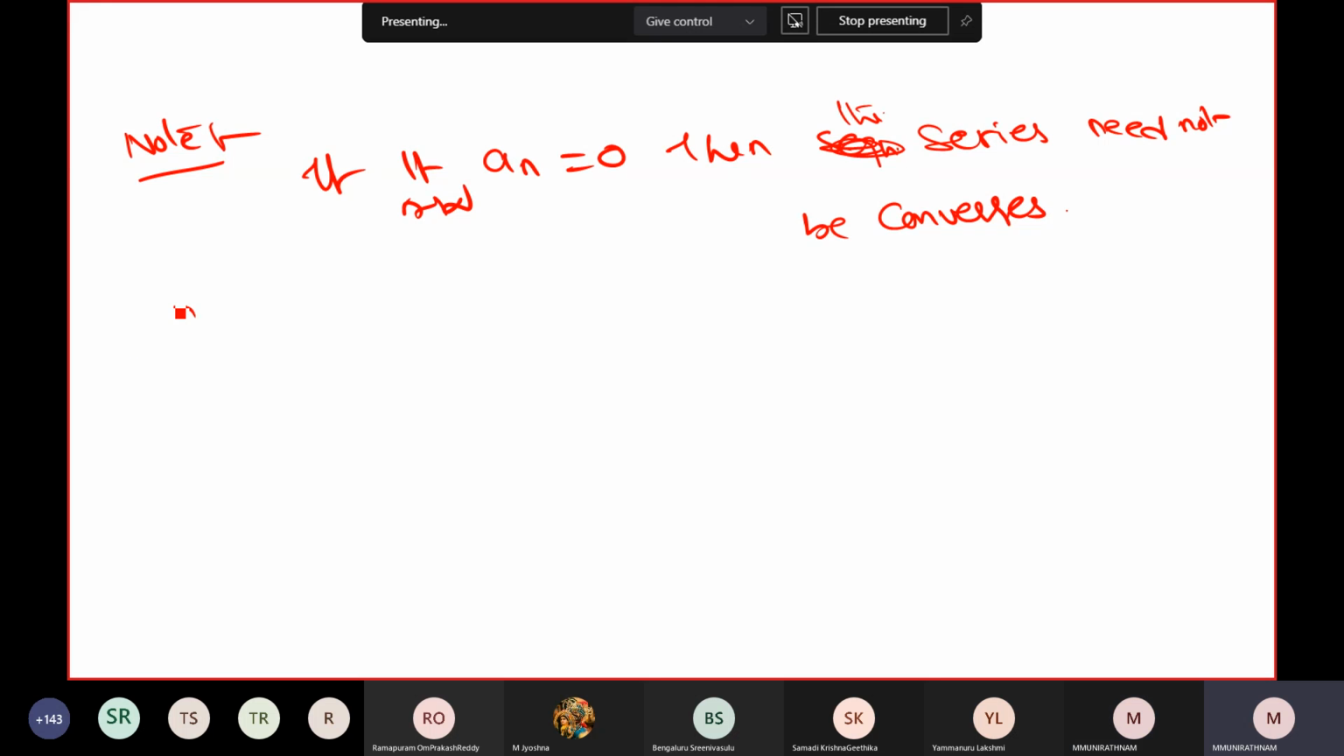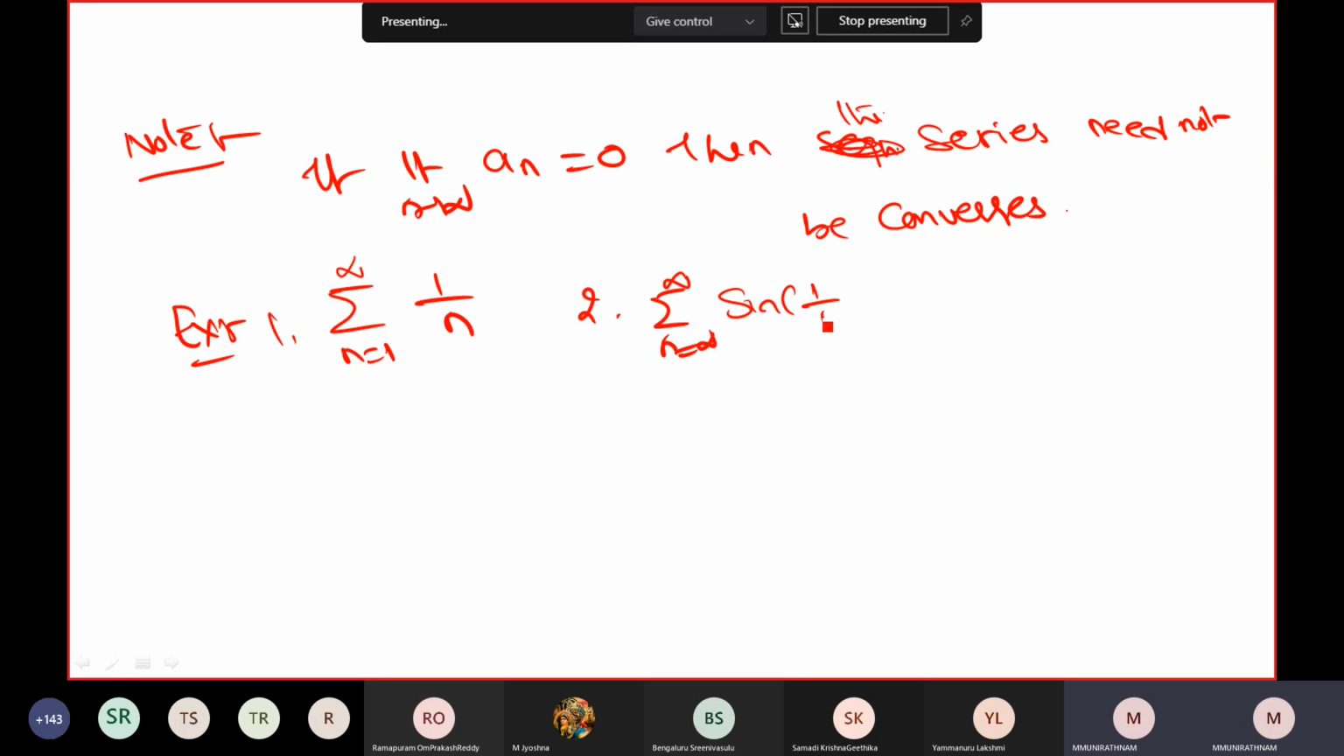For example, summation n equal to 1 to infinity 1 by n. Or a second example, sin of 1 by n squared. These are all examples for this. This is very important. Summation n equal to 1 to infinity 1 by n.